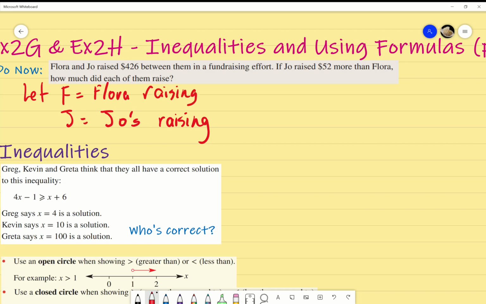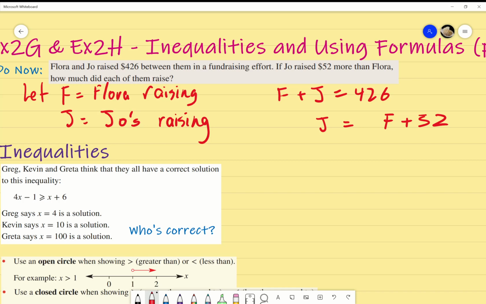So are we okay if I say that F plus J equals 426? It makes sense. They both raised 426 between them. If Joe raises 52 more than Flora, I'm going to write J and F here. If I'm trying to compare them by level, of course Joe is higher than Flora, right? So how do I make them at the same level? I could add 52 to Flora, or I could minus 52 from Joe. Let's add 52 just to make it very clear.